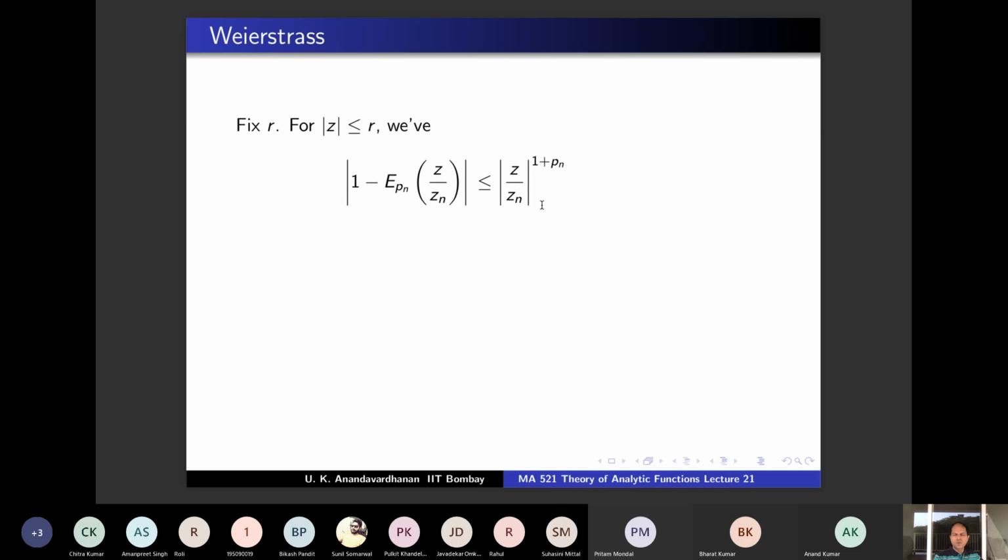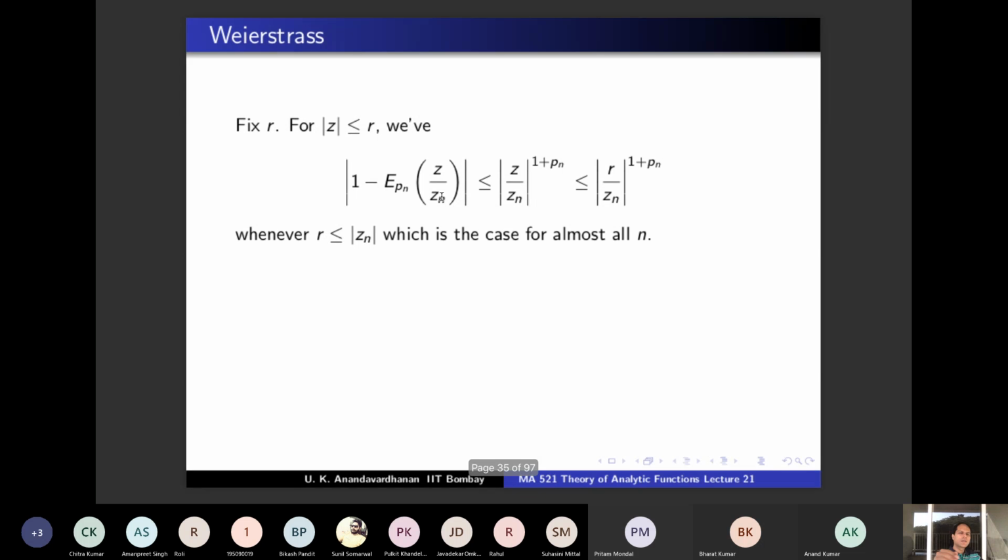And that is true, no? Because mod Zn is going to infinity. So beyond a stage, that is always true. So you do get this for almost all n. And mod z is less than or equal to R. Therefore, this is less than or equal to R by mod Zn power 1 plus Pn. And this is true whenever R is less than or equal to mod Zn. And that is the case for almost all n, because you know that mod Zn is going to infinity.